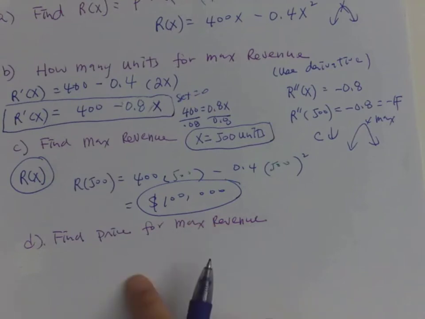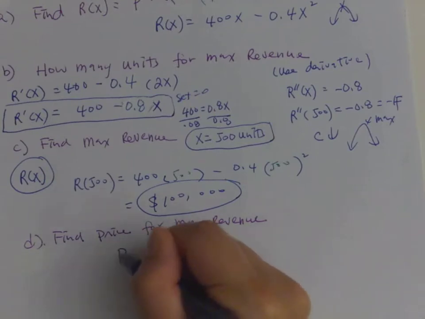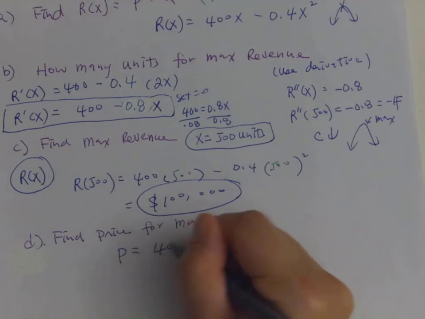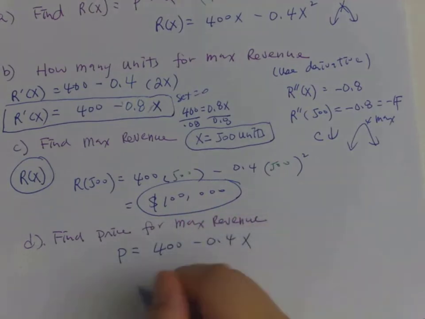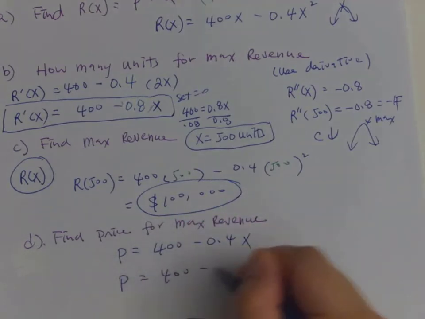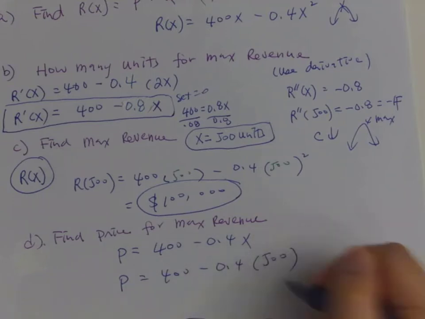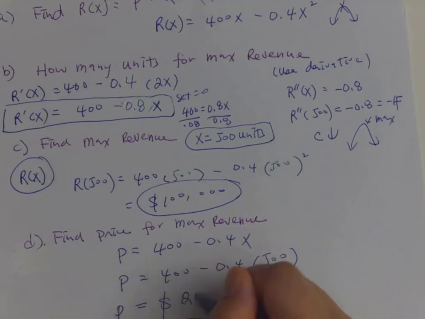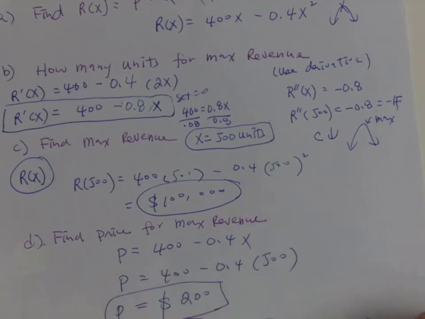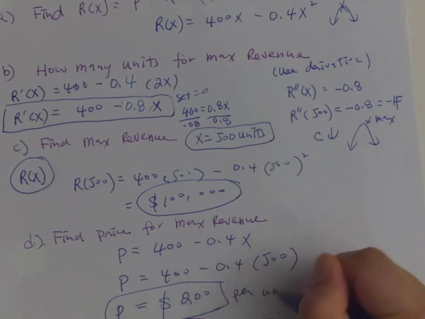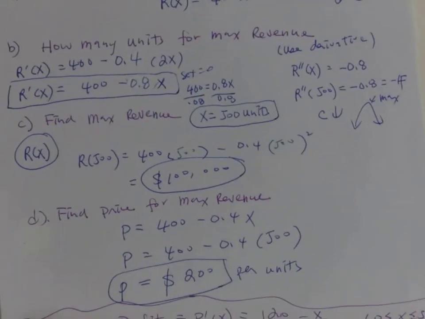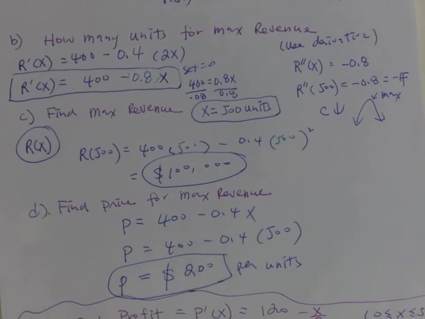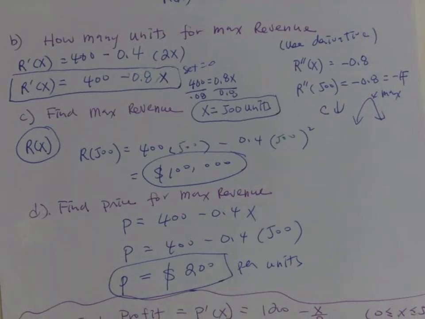And the price for the maximum revenue: the price equation was 400 minus 0.4x, right? So the price would be 400 minus 0.4 times 500 units. Together, the price of this machine is going to be $200 per unit. All right. I know you can just find the vertex on the parabola, but this particular question asks you to use the derivative. Okay.